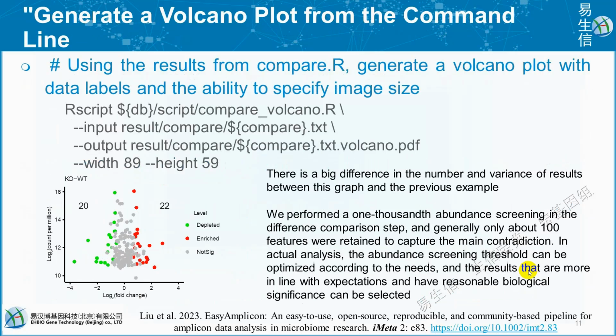In order to get the volcano plot, we will run this command in our RStudio, and we will get a volcano plot that looks like this, which shows a big difference in the number and variance of results between this graph and the previous example. As you can see here, the green dot is showing the depleted, the red is enriched, and the gray color is the non-significant.